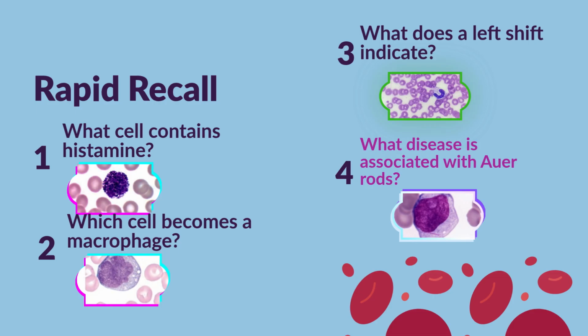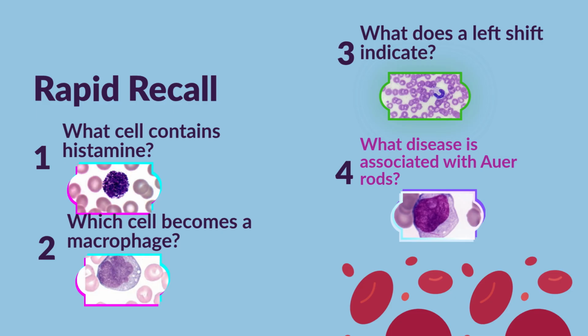Which cell becomes a macrophage? Monocytes. Once monocytes leave the bloodstream and enter the tissue, they mature into macrophages and become part of the body's cleanup system, through phagocytosis. What does a left shift indicate? Left shift indicates an increase in immature neutrophils, particularly bands, circulating in the blood. This usually indicates infection, inflammation, or marrow stress. Think of it as the marrow pushing cells out early to fight a problem.